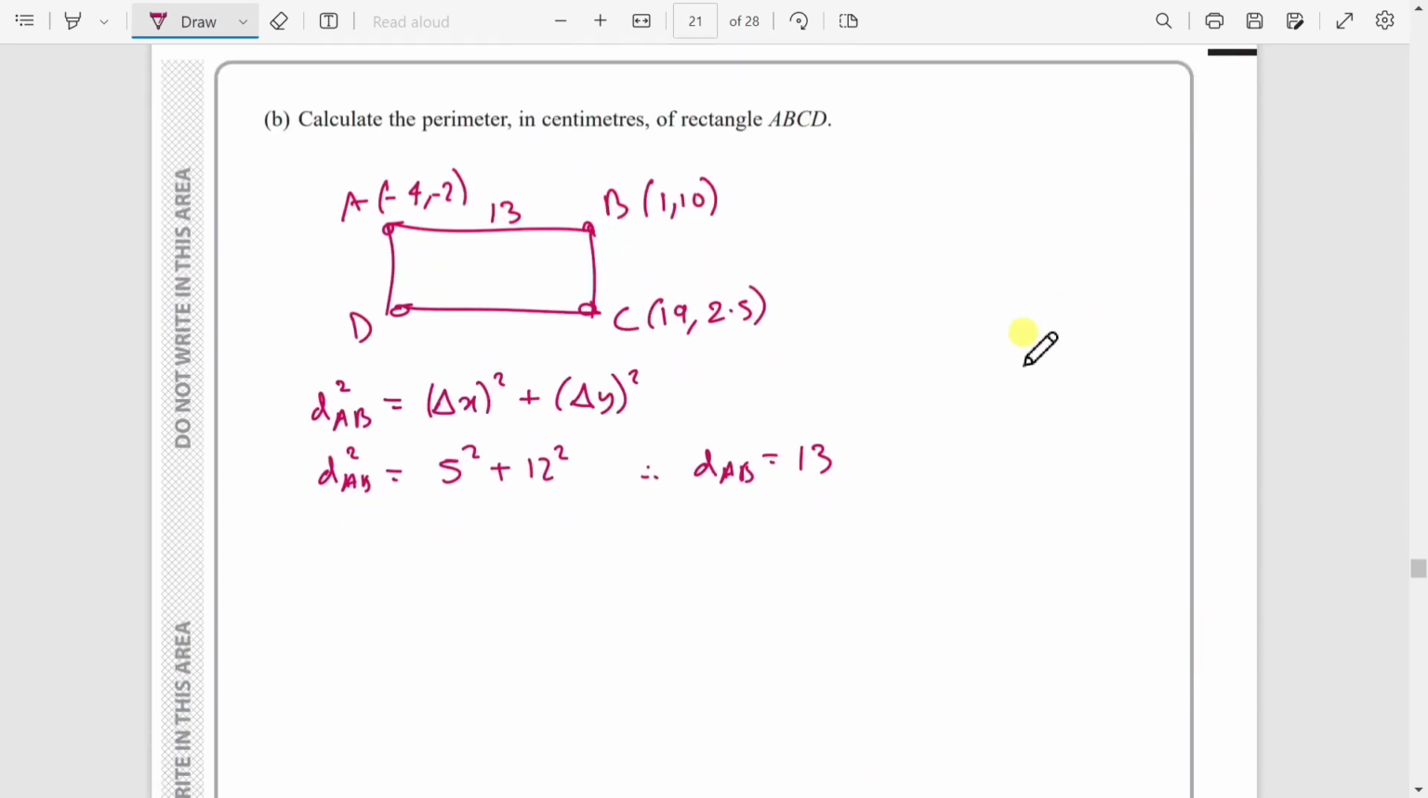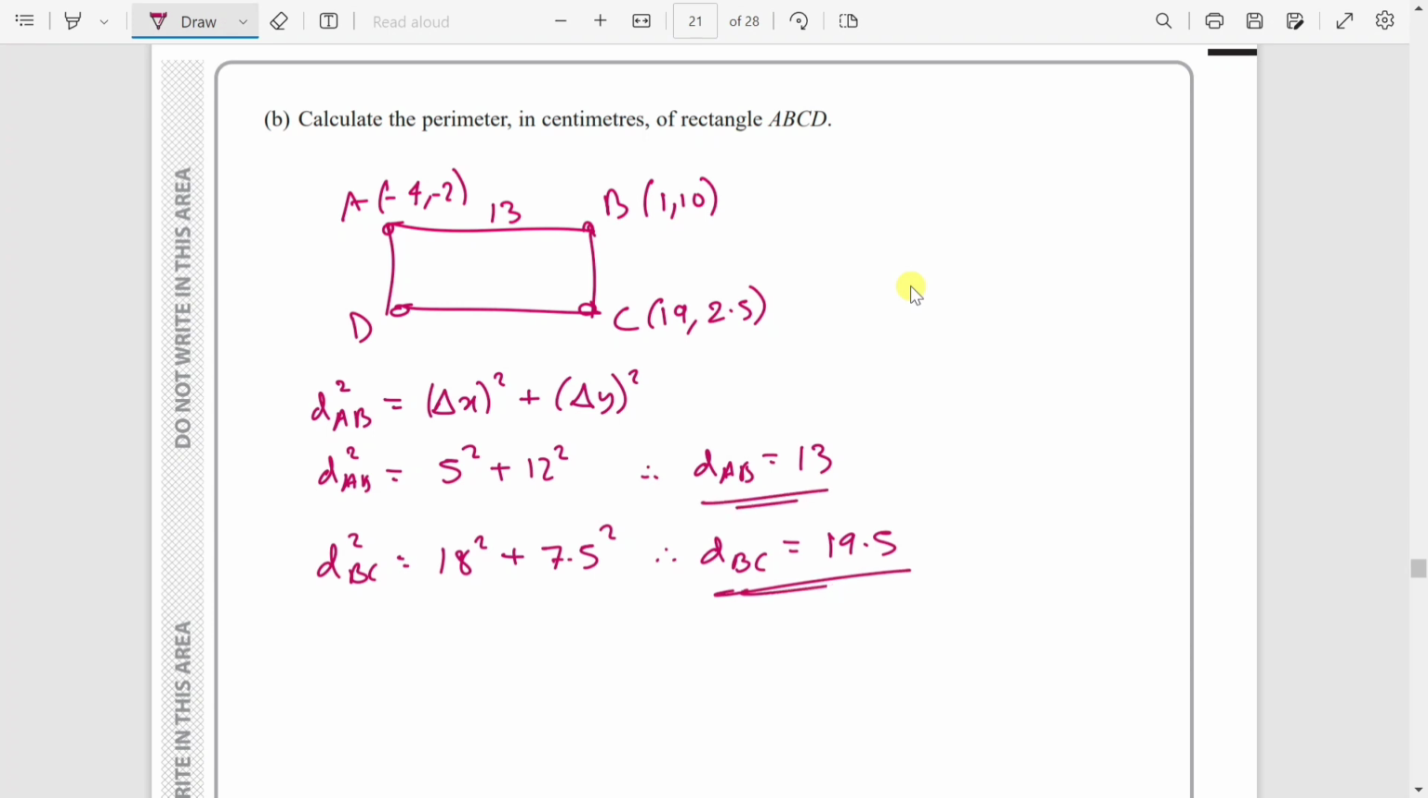And now let's find the distance between B and C. The distance of B to C is going to be, firstly, change in x, it would be 18 squared, and then change in y coordinates, 10 take away 2.5 is 7.5, 7.5 squared. Then, guys, repeat the same process. So you've got 18 squared plus 7.5 squared. You should get a nice clean answer of 19.5.